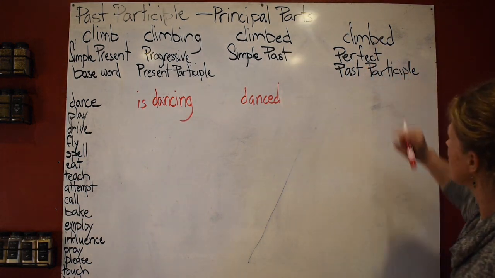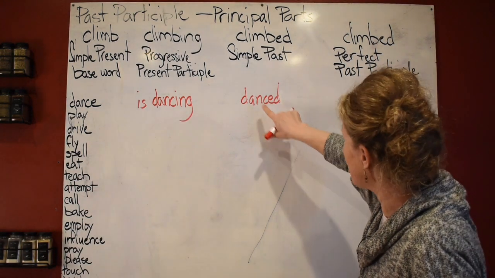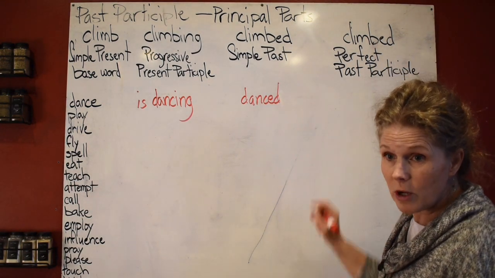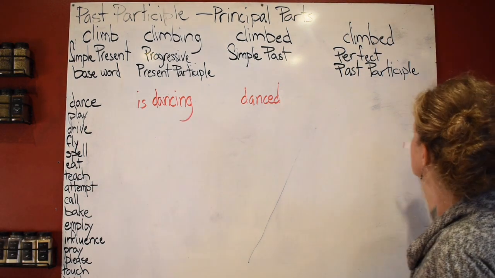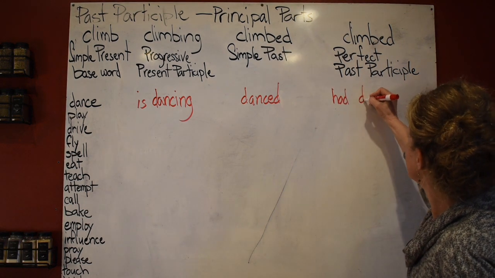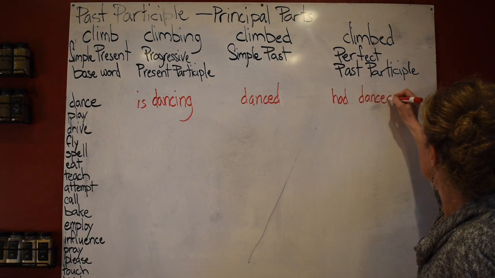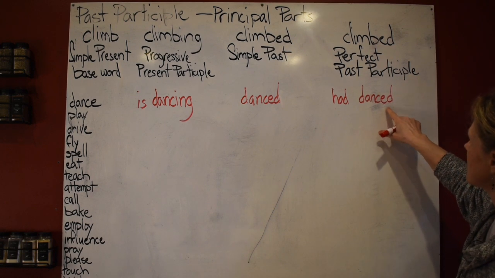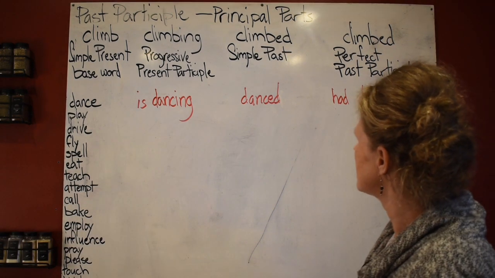What about the perfect? And then we drop the E and add our suffix ed, which means the past. Had danced. Drop your E and add your suffix ed.